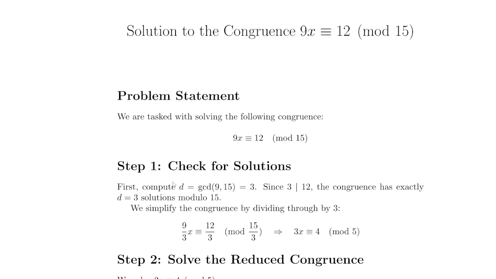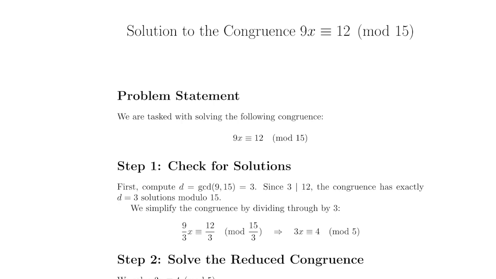To check for solutions, we compute the greatest common divisor of 9 and 15, which is 3. Now for the congruence to have solutions, the GCD must divide the constant on the right-hand side. Here, 3 divides 12, so we know that the solution exists. In fact, there are exactly 3 solutions modulo 15.